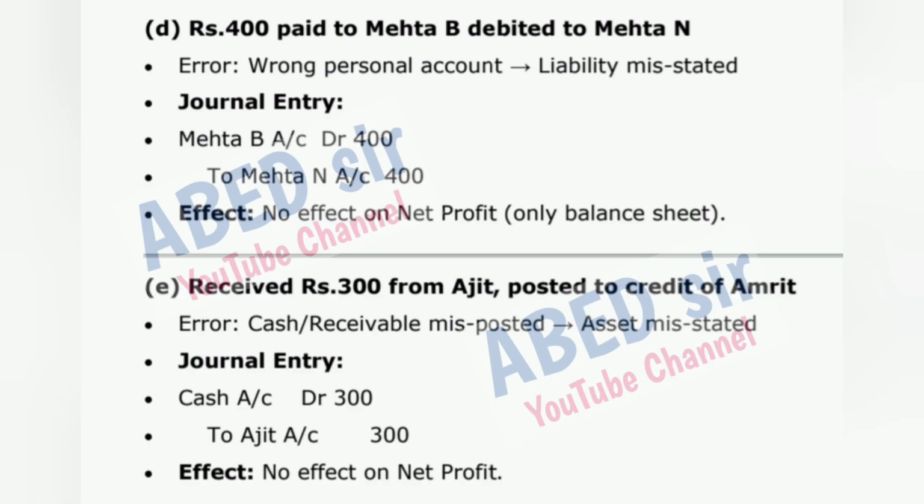E. Received 300 rupees from Ajit, posted to credit of Amrit. Error: cash receivable misposted, asset misstated. Journal entry: Cash A/c Dr 300, to Ajit A/c 300. Effect: no effect on net profit.